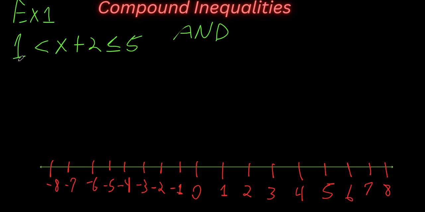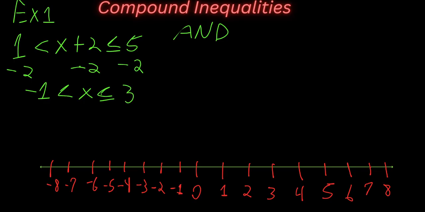And you could do anything. You could add 3 to this, so long as you add 3 to this and this, it will remain true. So that's how we're going to solve this. We're going to subtract 2 from all sides, and we're going to get -1 is less than x, which is less than or equal to 3.